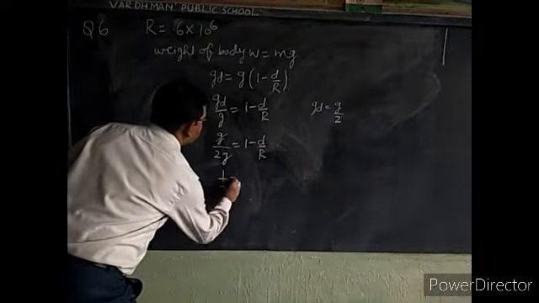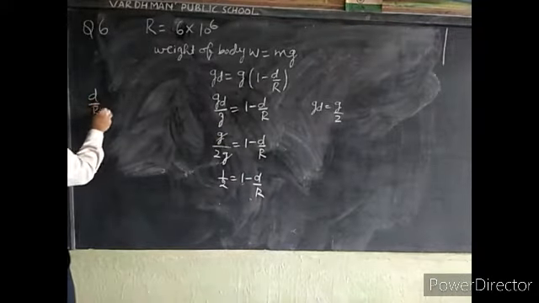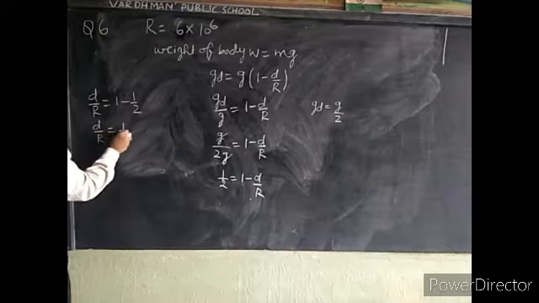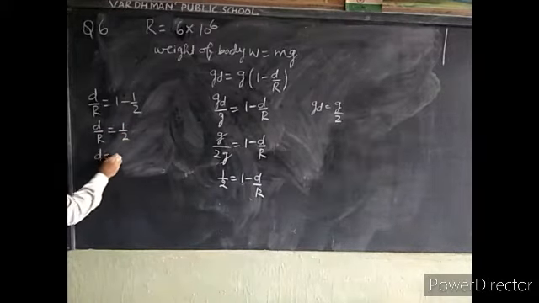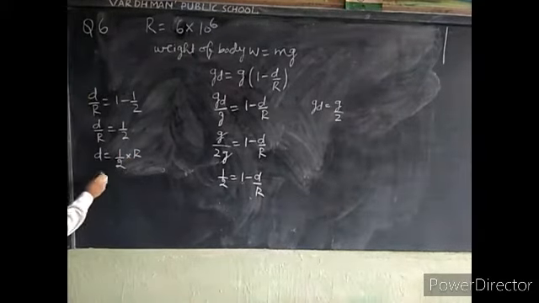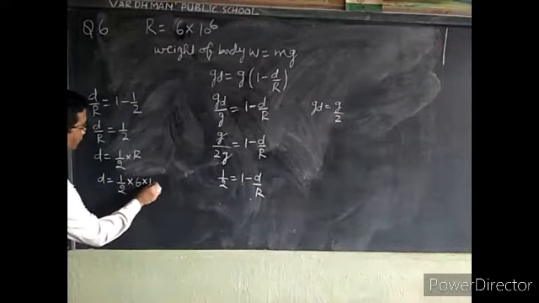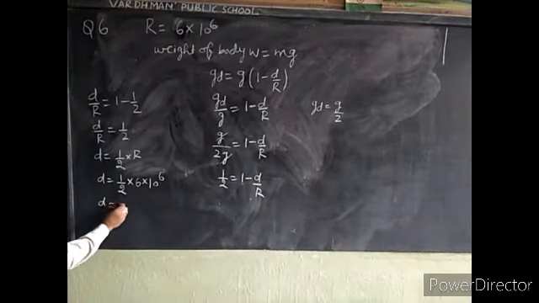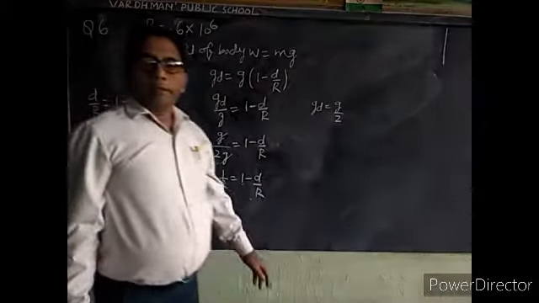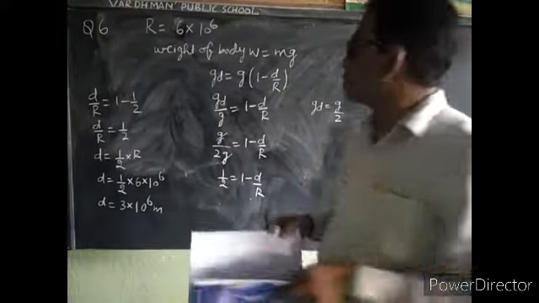1 upon 2 is equal to 1 minus D upon R. D upon R is equal to 1 minus 1 by 2. D upon R is equal to 1 upon 2. D is equal to 1 upon 2 into R, and the value of R is given: 1 upon 2 into 6 into 10 power 6. That is, D is equal to 3 into 10 power 6 meter. Now we will discuss the next question.